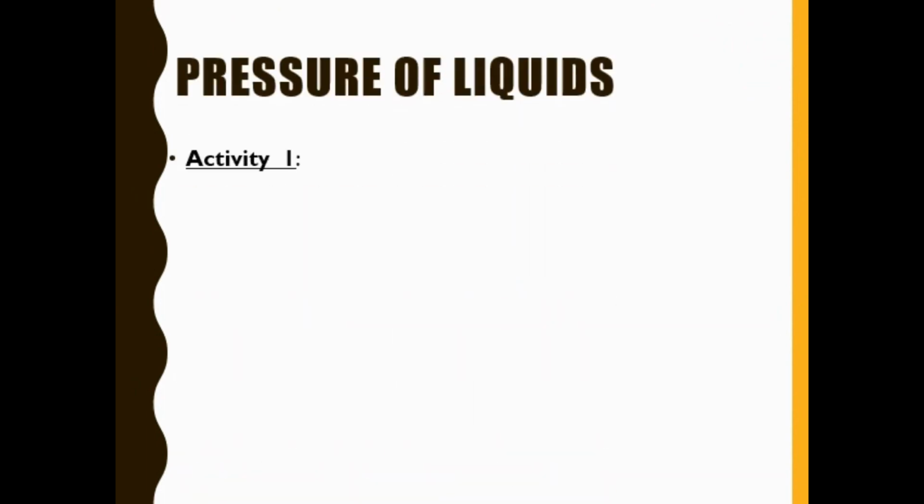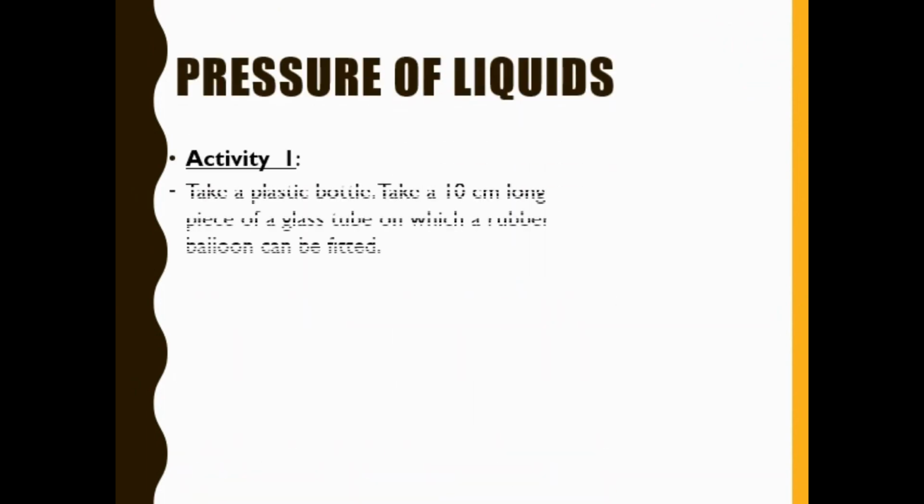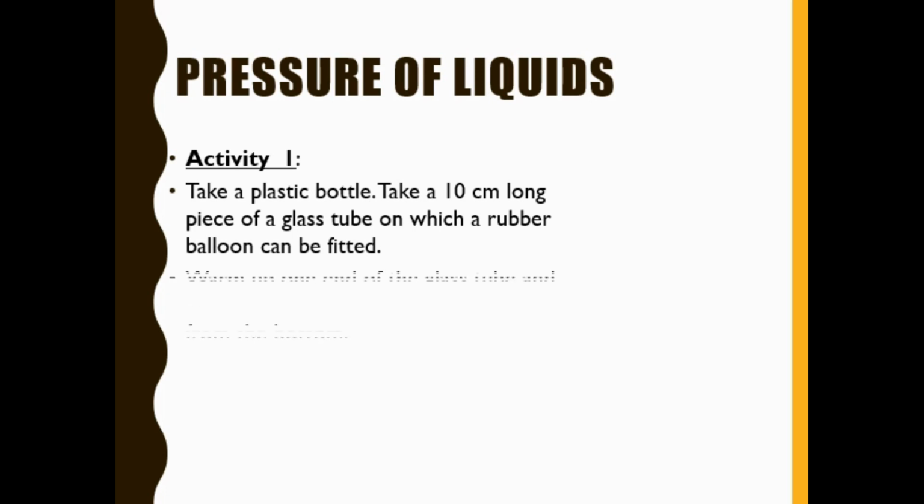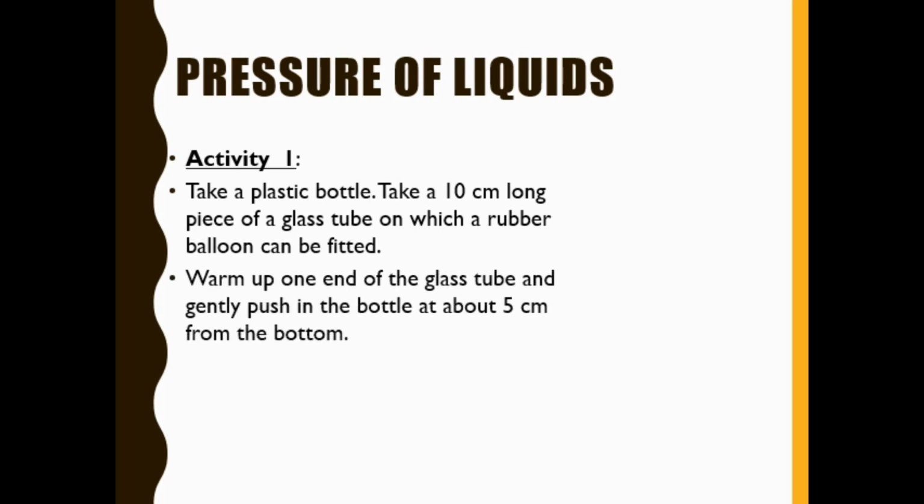Let us learn about pressure on liquids. So we'll start with an activity. Take a plastic bottle, and a 10 centimeter long piece of glass tube on which a rubber balloon can be fitted. Warm up one end of the tube and gently push it into the bottle at about 5 centimeter from the bottom. You can do it with a plastic tube also.